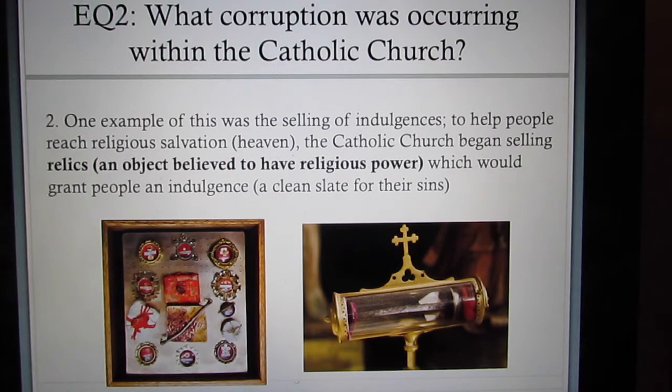Ultimately, what they're trying to say is that if you buy an indulgence or you have an indulgence, you will be more likely to be accepted to heaven. And so the Catholic Church starts selling relics. These are objects believed to have religious power, which will help grant people an indulgence. As you can see, there's an example of 2 relics there on the bottom. They could be medallions or any type of really tangible objects.